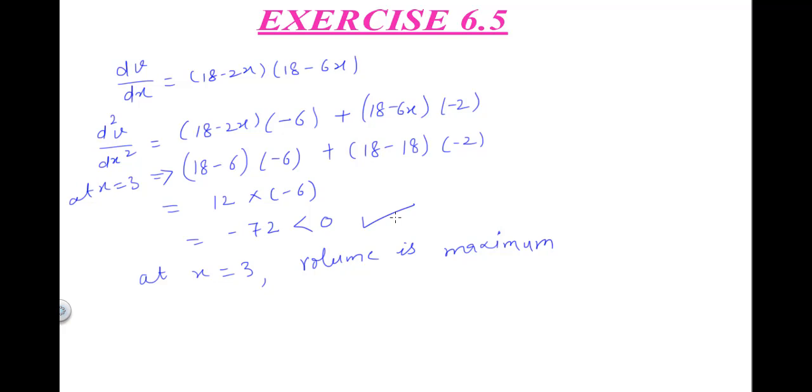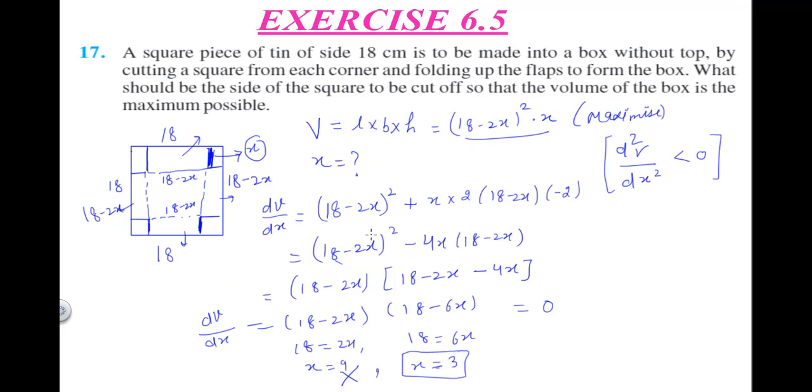Now we have got x, so from each side you are going to cut out a square of 3 centimeter. Clear? Now it is just asked at what value of x the volume will be maximum. So it is 3. Sometimes in the question it will also be asked to write down the maximum volume. So this is the volume, right? In this you have to put x as equal to 3 and solve it, and you have to write the maximum volume in numerical. Clear? This is how you will be solving question number 17.